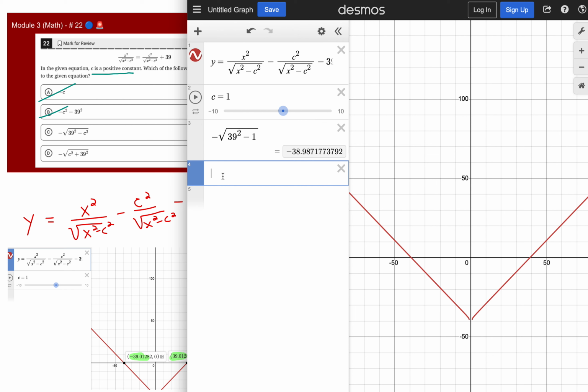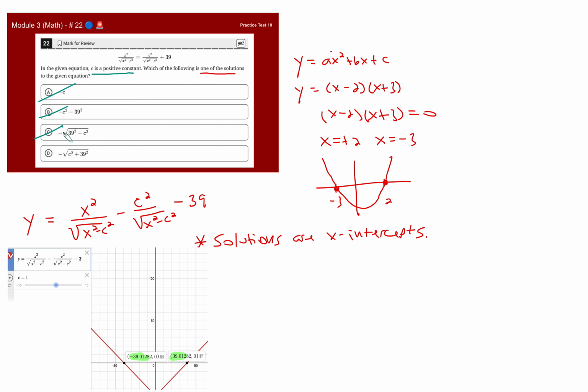All right. Then we're going to do negative square root of c squared, which is just 1 squared. I'll just write it like that, even though it's 1. Okay. 1 squared plus 39 squared. Okay. That's negative 39.0128. We compare that over here, negative 39.0128. That's our guy. So C is our answer. I'm sorry, D is our answer. So this one is close, but not going to be the one. Answer is D.